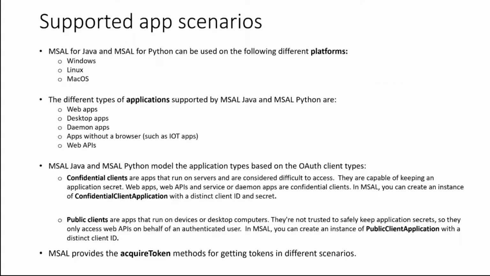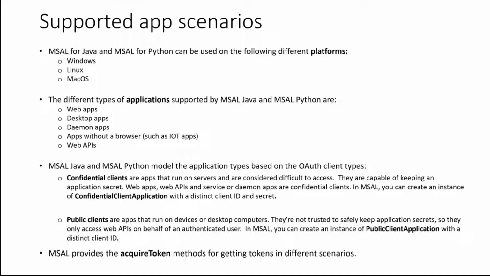Let's talk a little bit about the supported scenarios. I will go into more detail in further slides. So Java and Python applications can be built on different types of platforms, and they are of different varieties of applications. MSAL provides support for these. MSAL for Java and MSAL for Python can be used to build applications on the Windows, Linux, as well as Mac OS platforms.